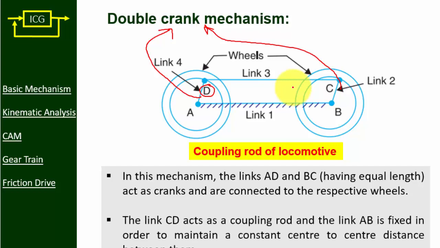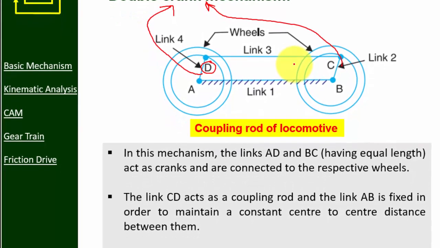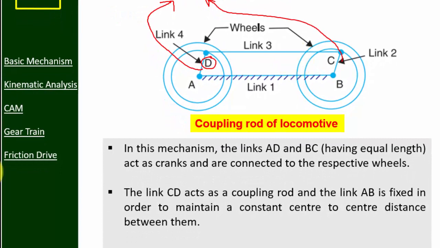There are many ways you can connect two wheels, right? You can use belt drive, gear drive, chain drive. There are many ways. But why do we prefer this double crank mechanism in locomotive? There is a special reason, because the link CD acts as a coupling rod. The link AB is fixed.